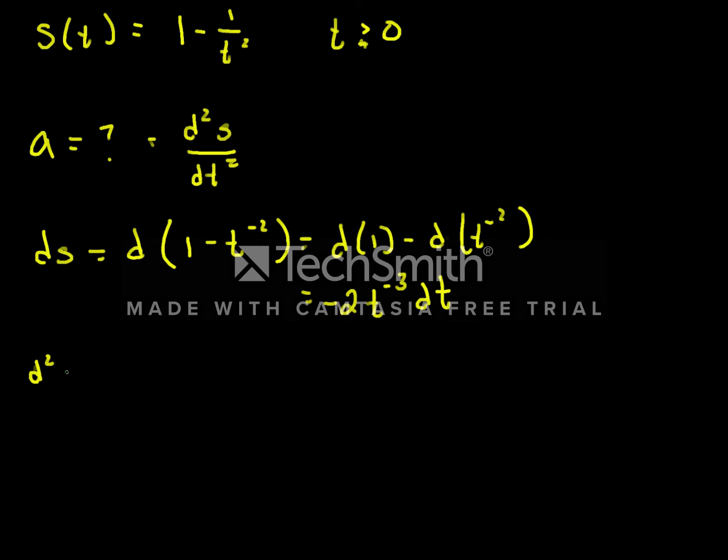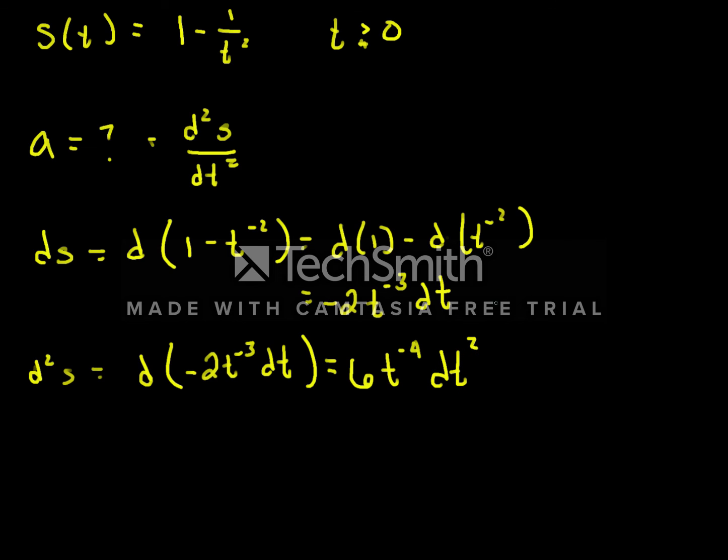So the second differential of s is the differential of negative 2 t to the minus 3 dt. Again, power rule, so this comes down, becomes our coefficient. So it's 6t, and what's our new power? It goes down by 1, so that's minus 4 dt squared. So what is acceleration? You take the second differential of s, divide by dt squared, and we simply get that it's 6t to the minus 4, or if you like, 6 over t to the 4th.